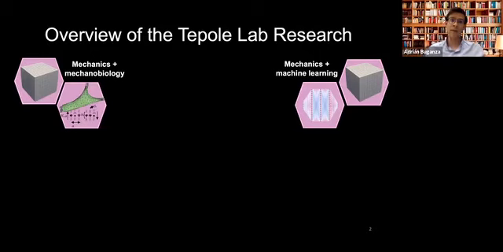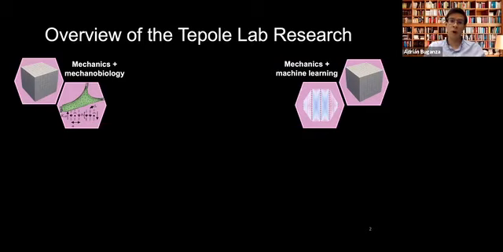On the other hand, even though I won't cover it much today, we also work on developing theories and numerical methods for the integration between mechanics and mechanobiology. So not just understanding that tissues grow and remodel in response to the environment, but also how they do that. What are the control mechanisms at the cell scale that drive this process? We also do work in that direction, although that won't be the focus of this talk.